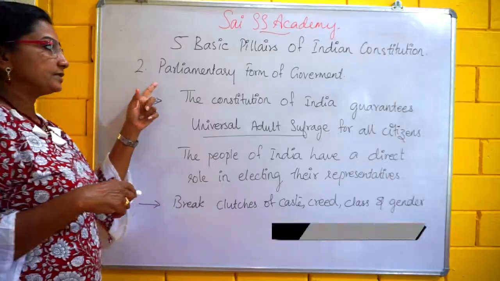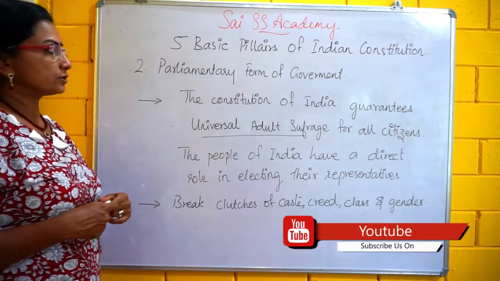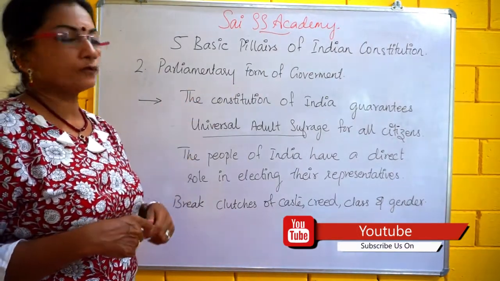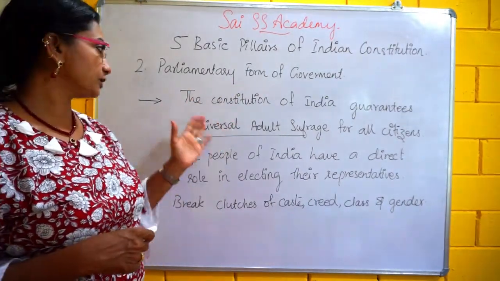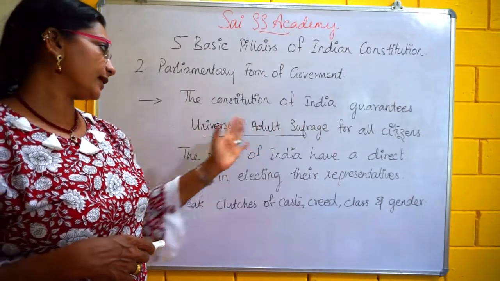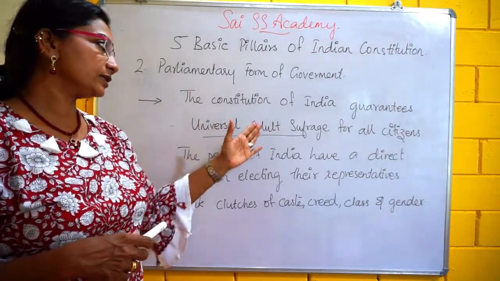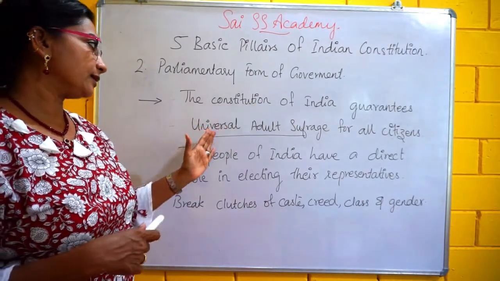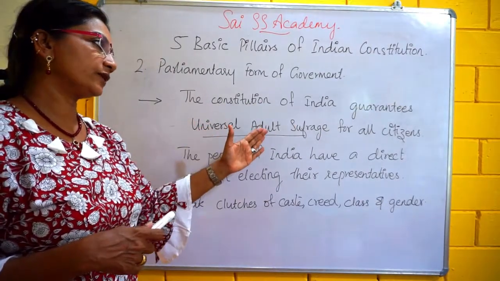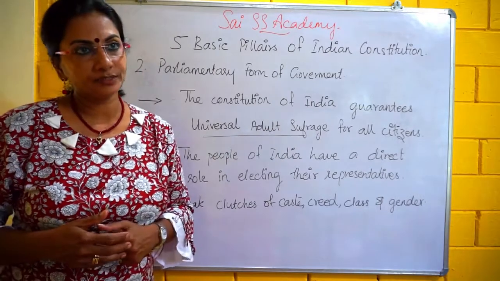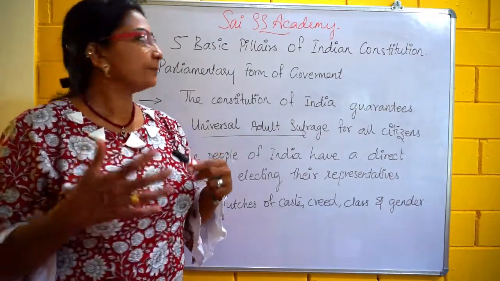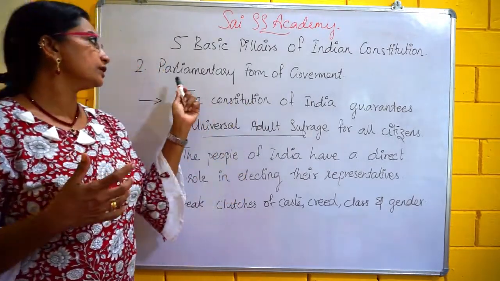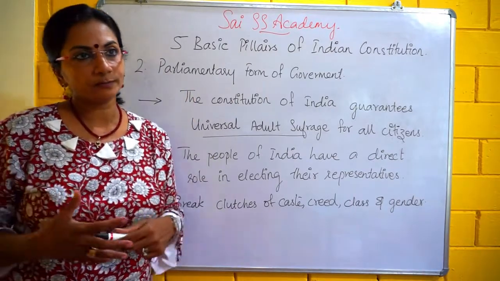Got it, children? The second basic pillar of our constitution is the parliamentary form of government. The Constitution of India guarantees universal adult suffrage for all citizens. This is the second basic pillar of the Indian Constitution, the parliamentary form of government.